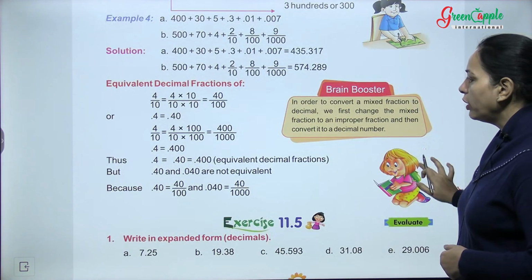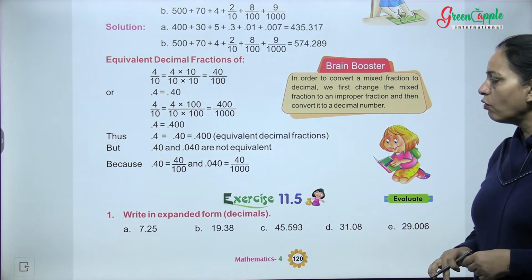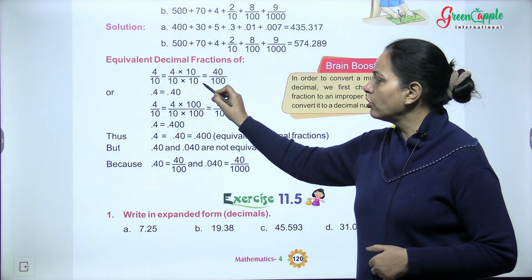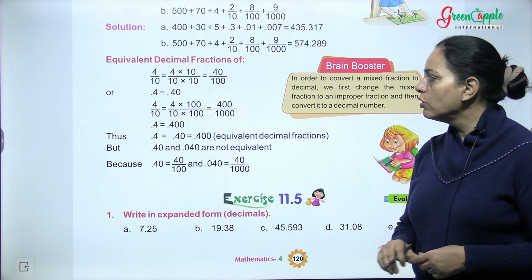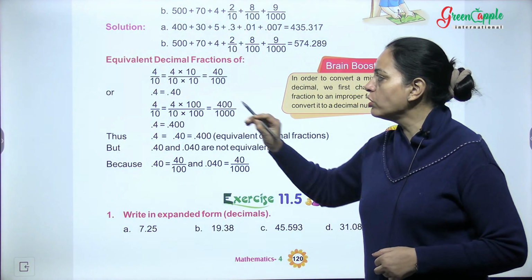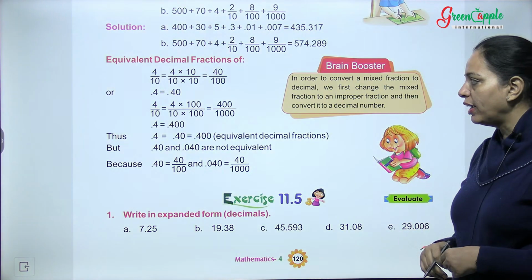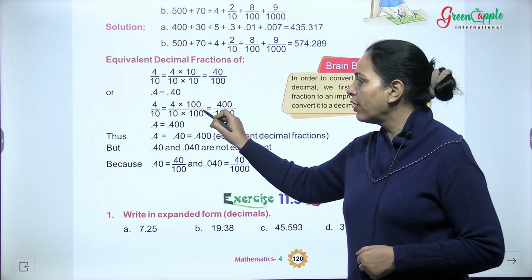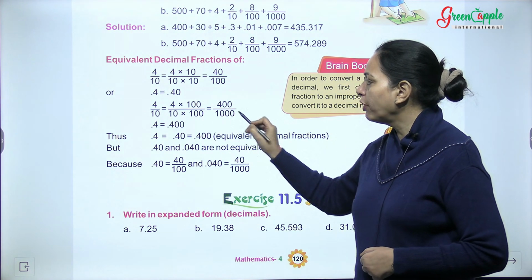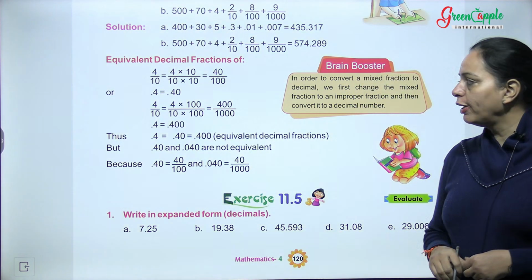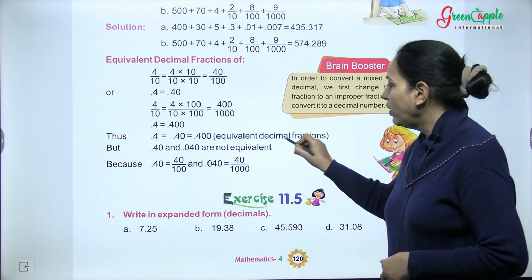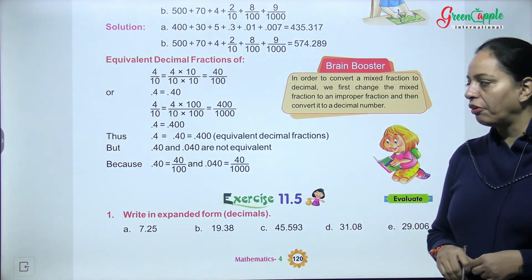Now we are talking about equivalent decimal fractions, like 4 by 10. So 4 into 10, 10 into 10, 40 by 100. So 0.4 and 0.40, these are the same thing, okay? Or we can do 4 by 10, multiply by 100, 400 by 1000, we can write 0.400. So these are equivalent decimal fractions.